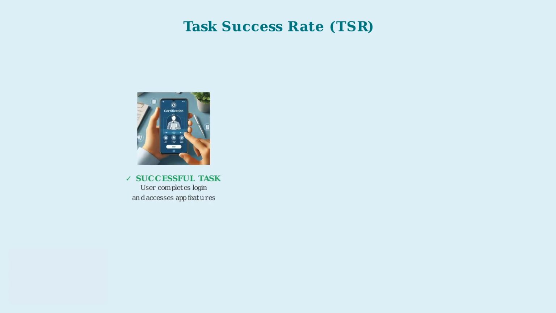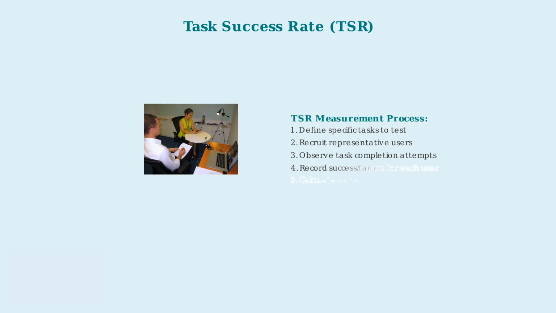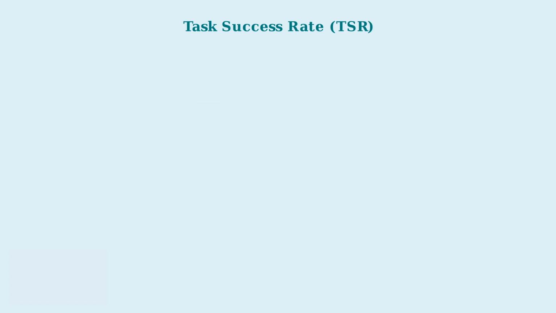Here we have a user trying to complete a login task. A successful completion means they can log in without errors and reach their intended destination. However, when users encounter errors like failed authentication, unclear error messages, or confusing interfaces, the task fails and TSR decreases. To measure TSR accurately, we conduct user testing sessions where real users attempt specific tasks while we observe and record their success or failure.